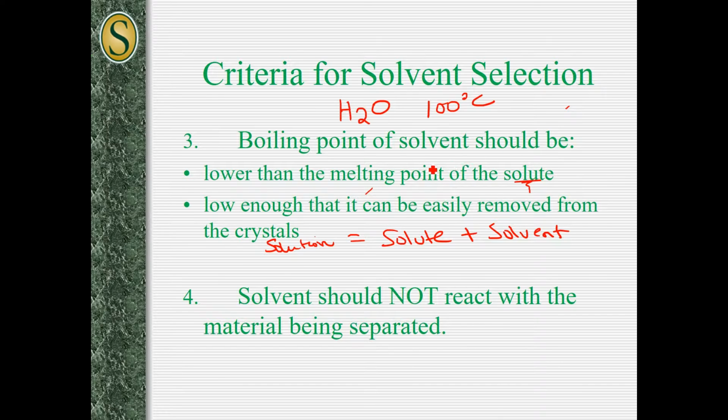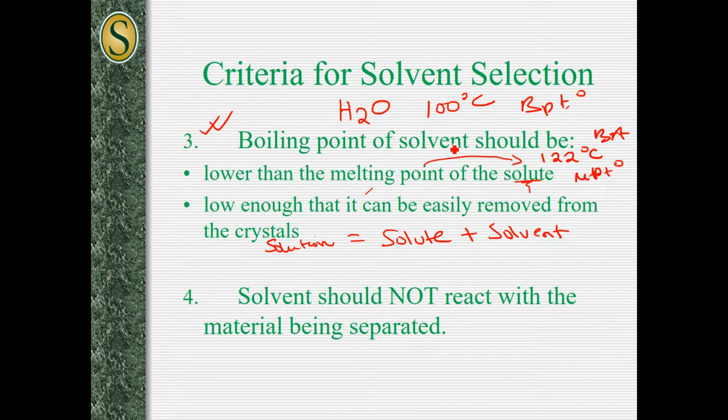Alright, the melting point of benzoic acid should be around 122 degrees Celsius. So water qualifies for criteria number 3 because water has a lower boiling point compared to the melting point of our sample of interest, which is benzoic acid. The melting point of benzoic acid is 122.